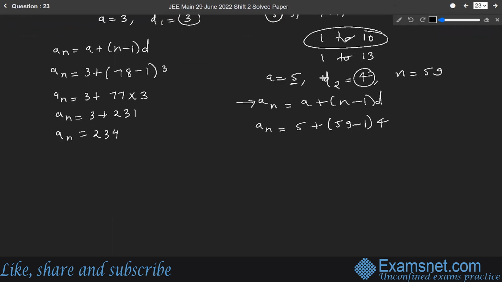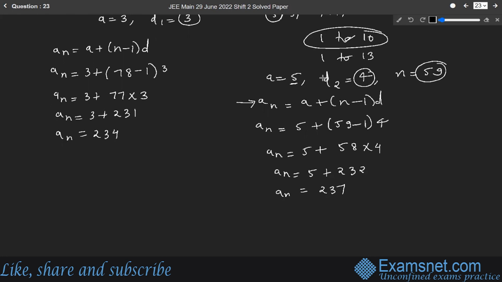So we have an is equal to 5 plus 59 minus 1, which is 58, into 4. So an will be equal to 5 plus 58 into 4. What is 58 into 4? It is 232. Now 232 plus 5 will be 237. So for the second series, the total number of terms is 59, right? But the last term is 237.